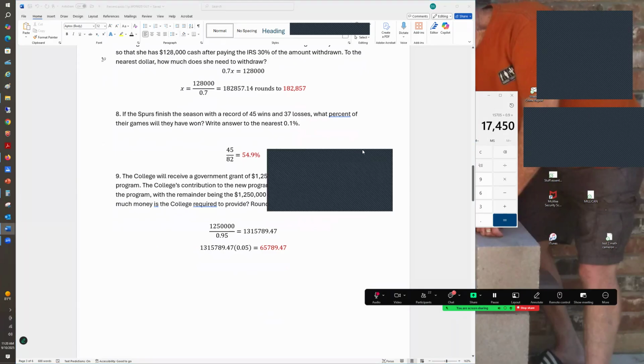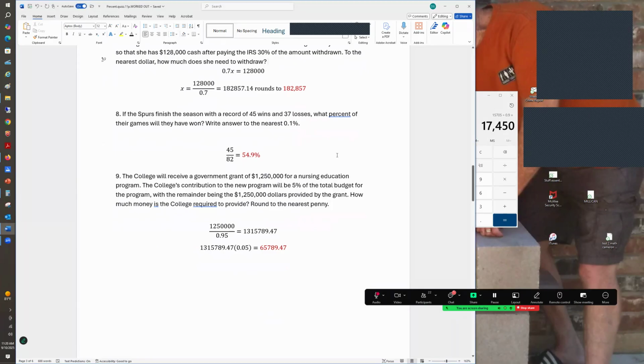Spurs win 45, lose 37. What percent have they won? It's pretty simple. It's the number of wins divided by the number of games. It's not 45 divided by 37. Well, what's 45 and 37 losses? 82. Oh, there's 82 games. They won 45. Take out your calculator and it'll tell you.